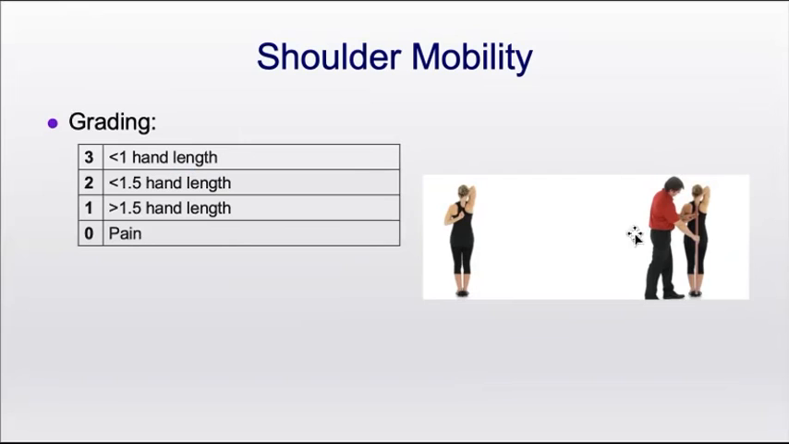If they can come close enough that they're within one hand length from the distal crease to the edge of the longest finger, that's scored as a 3. If it's less than 1.5 hand lengths, that's scored as a 2. And if it's greater than 1.5 hand lengths, that's scored as a 1 and indicates probably some type of shoulder imbalance within their mobility there, so potentially scapulothoracic rhythm problems. If they have any pain with this, it's scored as a 0.